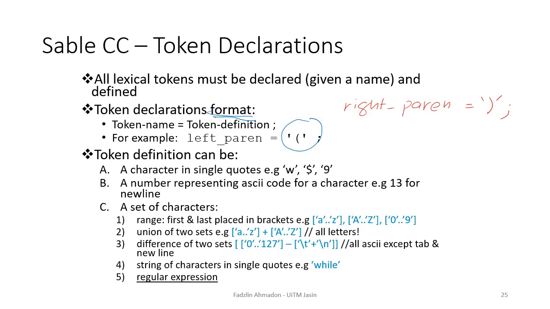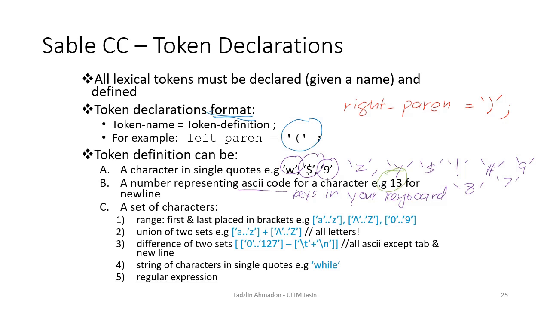So what are the things that can be defined as tokens? First of all, a character in single quotes. So a single W, a single Z, a single Y. And then any character, so the dollar sign, the exclamation mark, the hash sign. It can also be a single number: 9, 7, 8. So these can all be token definitions. Next, it can also be a number representing an ASCII code. So what are ASCII codes? ASCII codes are related to the keys on your keyboard. For the example given here, 13 is the key for new line. 13 is actually correlated to the enter key on your keyboard.